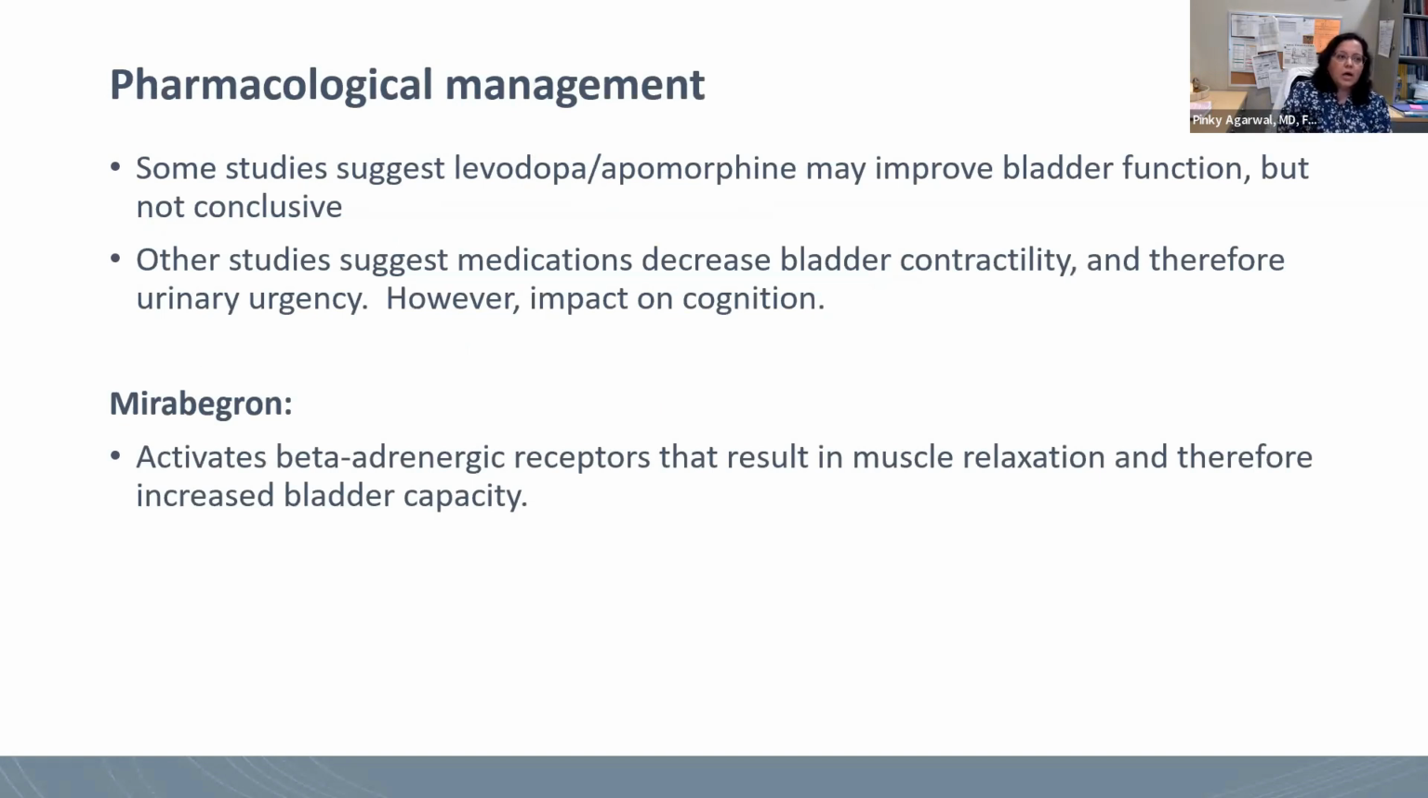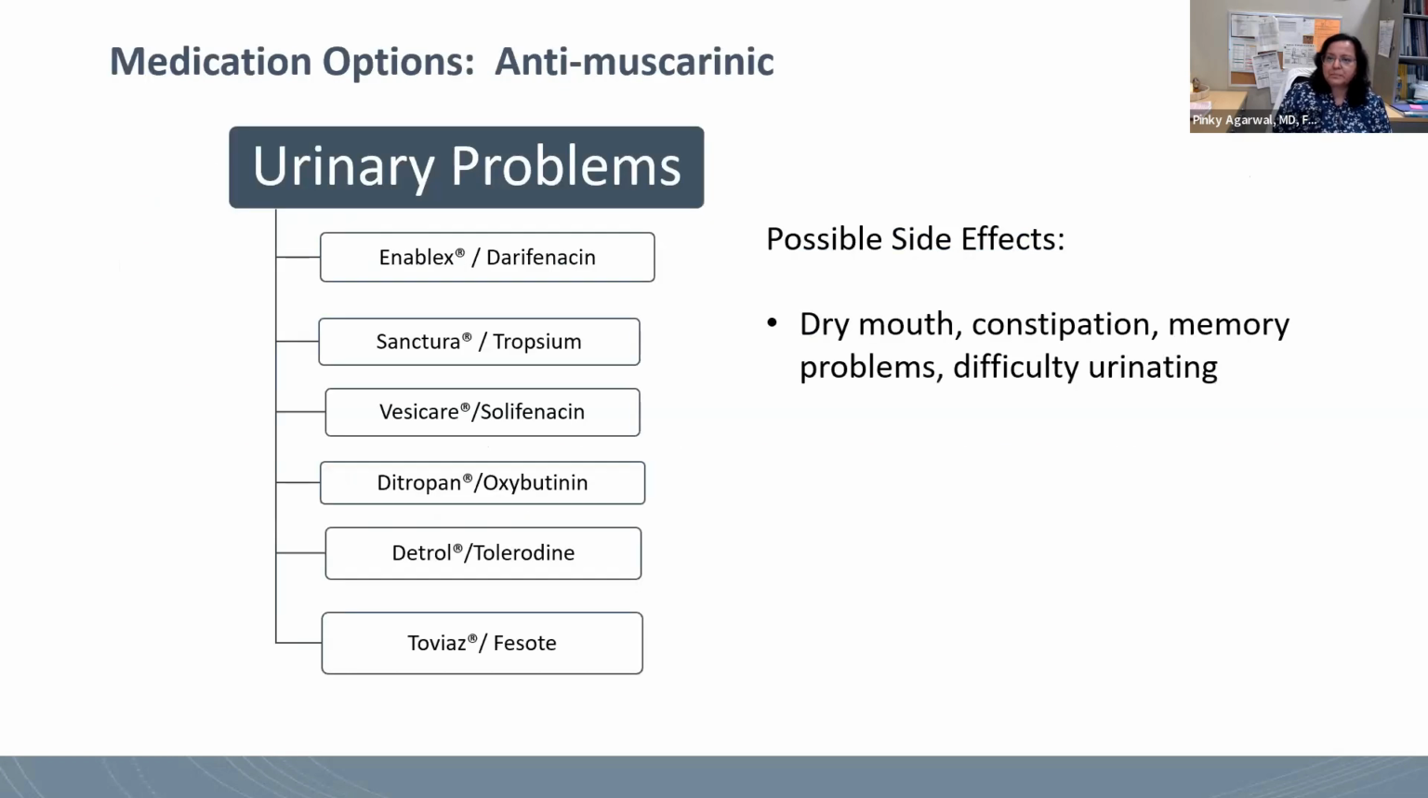Now, coming to pharmacological or medicine management, the typical medicine that we use for Parkinson's is carbidopa levodopa. And there is this medication called apomorphine, which is an injectable or sublingual form. Some studies have shown that it may improve bladder function, but it's not known for sure. And other studies suggest that there are some medicines that can decrease bladder contractility and therefore urgency. However, they may impact cognition, and I'll come to that in a few slides from now.